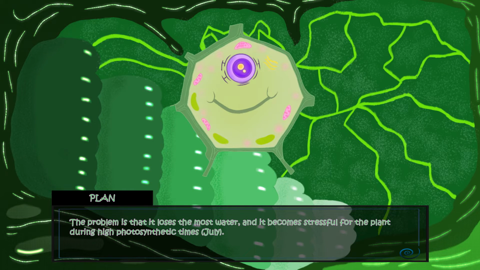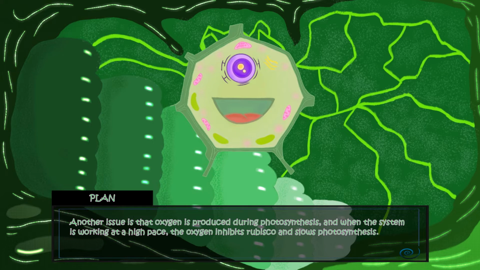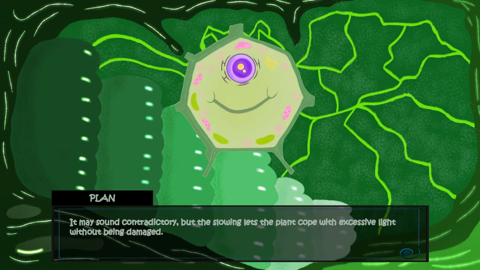The problem is that it loses the most water and it becomes stressful for the plant during high photosynthesis times. Another issue is that oxygen is produced during photosynthesis when the system is working at a high pace. The oxygen inhibits rubisco and slows photosynthesis. It may sound contradictory, but the slowing lets the plant cope with the excessive light without being damaged.